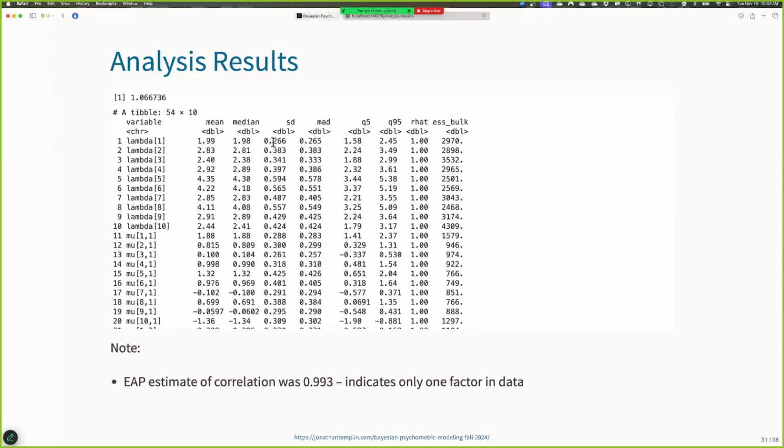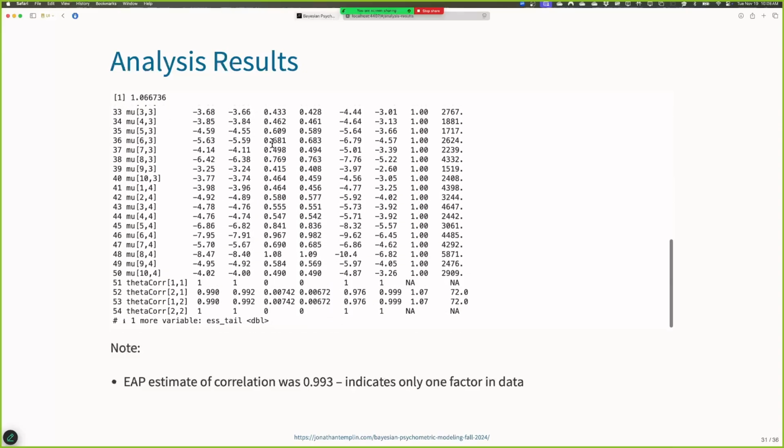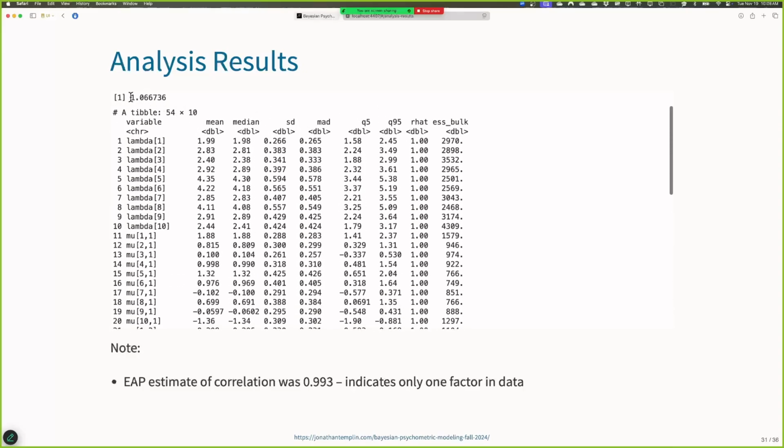Let's take a look at our results. Ta-da! Boom. What do we see here? An R hat. Let's talk about right there. R hat 1.0667. Do you like that number? You wish it were smaller? Yeah, I can see that. So back in the old days, R hat of 1.1 was good. But in the modern era, we probably want the R hat to be a little bit smaller. But let's talk about why.